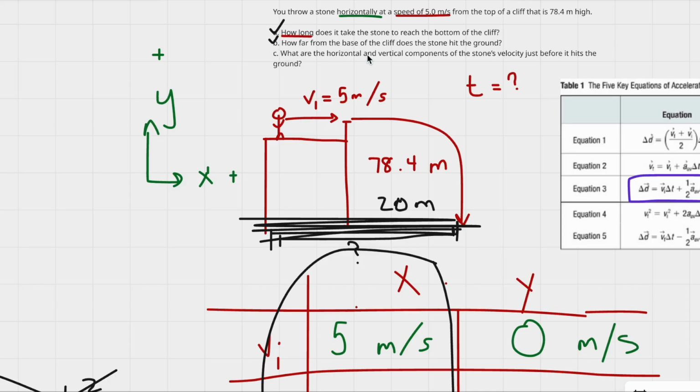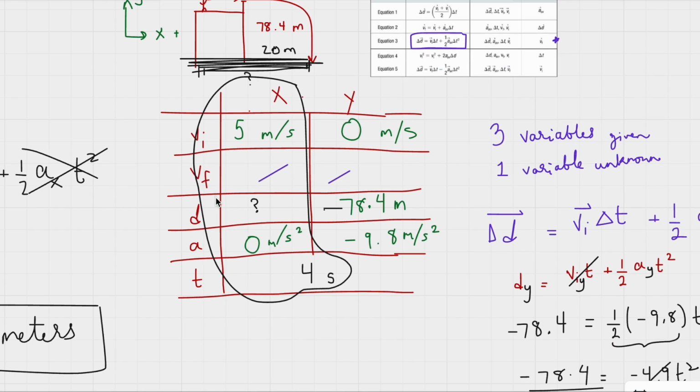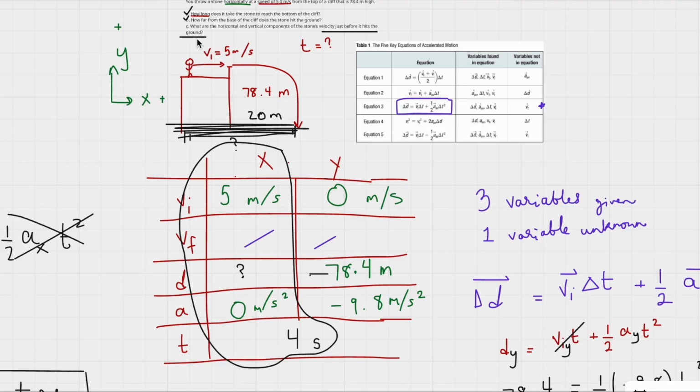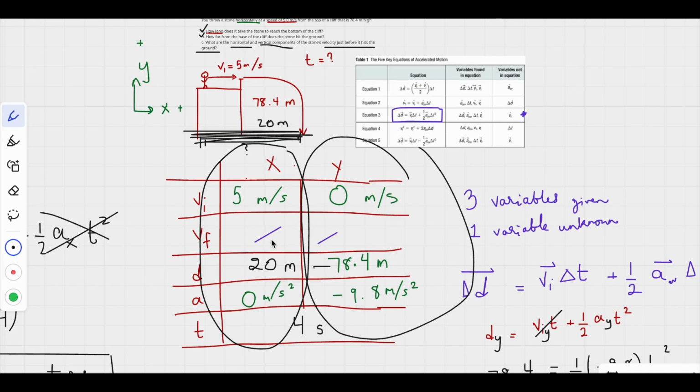And part C says, what are the horizontal and vertical components of the stone's velocity just before it hits the ground? Well, this is where we do want to find VF, because it says velocity just before it hits the ground, which means VF. And we have found everything else now. We know that this is 20, and the only variables we don't know are VF. So now we can use the x equation to get the x component of the final velocity and the y equation to get the y component. The question is asking for the horizontal and vertical components. So the horizontal component is x and the vertical component is y.